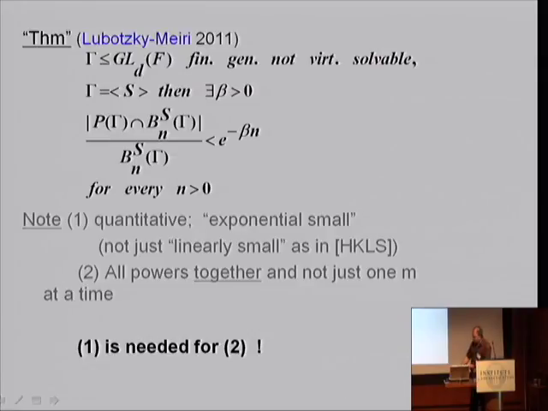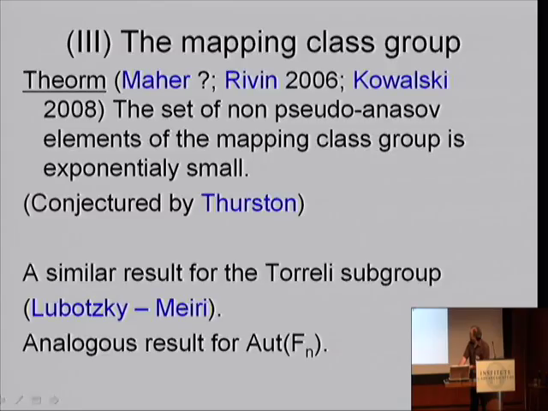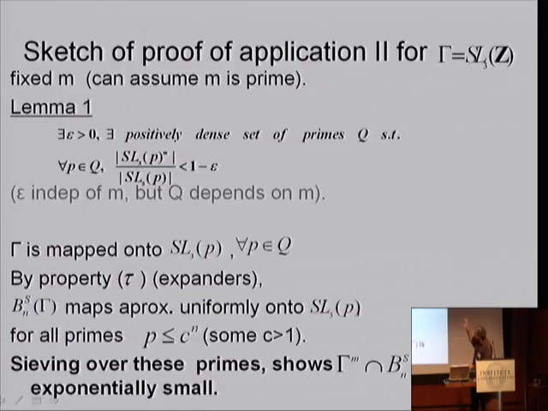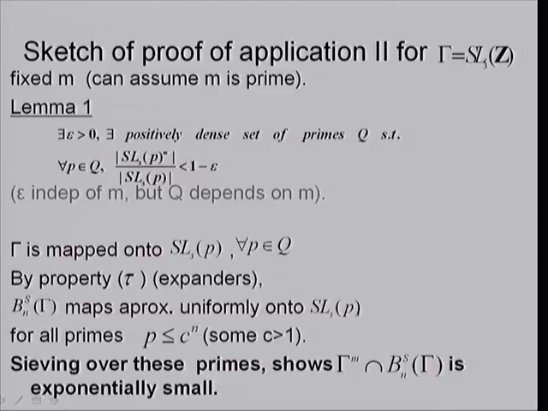My time is almost over, so let me say there are some implications for the mapping class group, about proving results of the type that almost every element is pseudo-Anosov, and those which are not pseudo-Anosov are exponentially small. But I want to say just a few words about what this has to do with the sieve method. What is this sieve method?